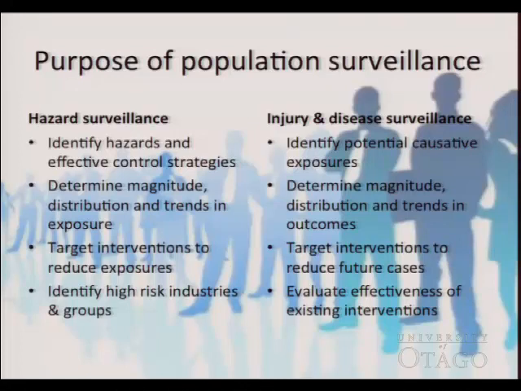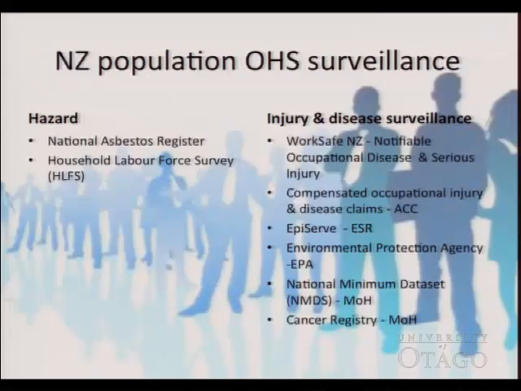We also want to evaluate the effectiveness of existing interventions, and this type of surveillance can tell us when we have some of those failures occurring or when interventions are really beneficial. So in terms of New Zealand population, occupational health and surveillance, it's quite ad hoc. It's undertaken by a number of different agencies, and it's not the most robust and rigorous surveillance system, but it's essentially what we've got at the moment.